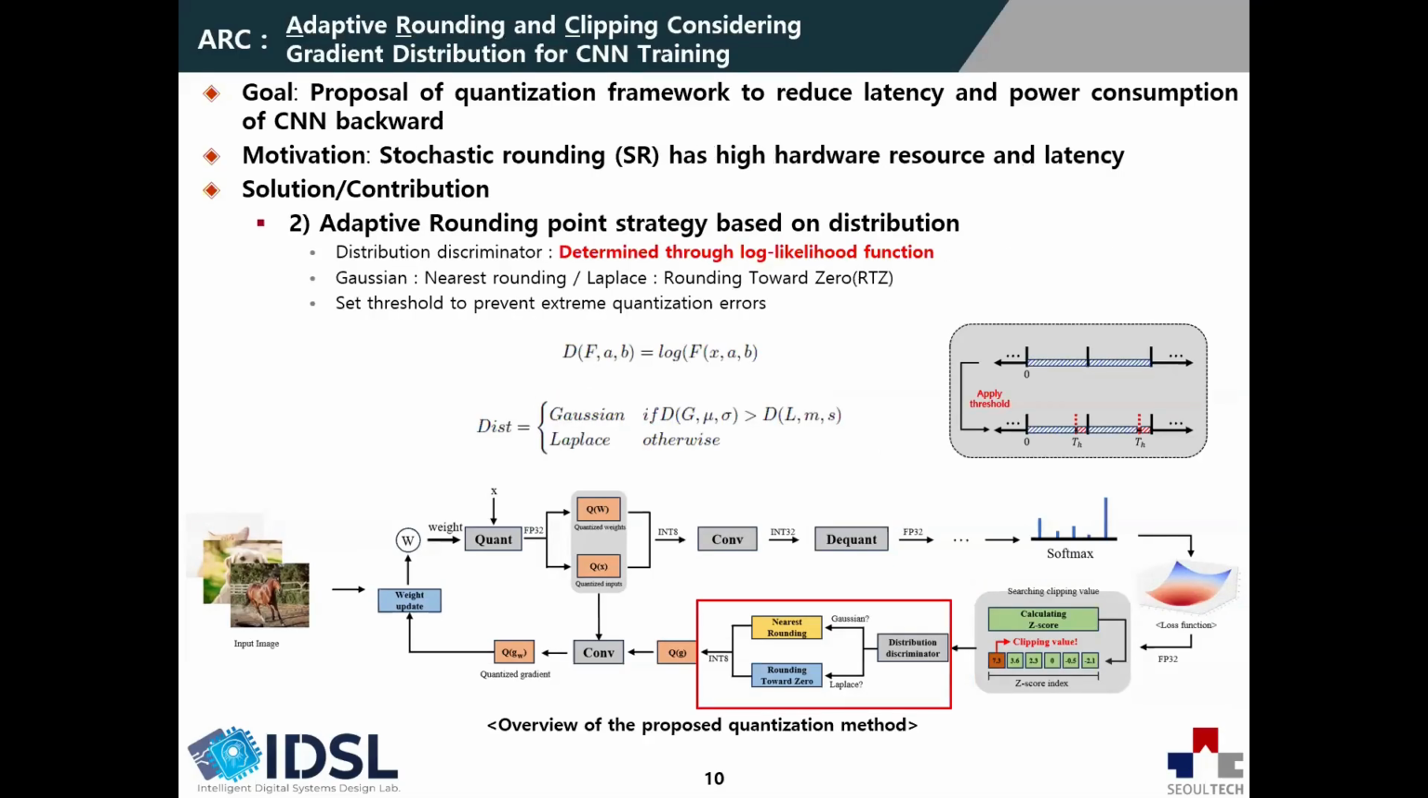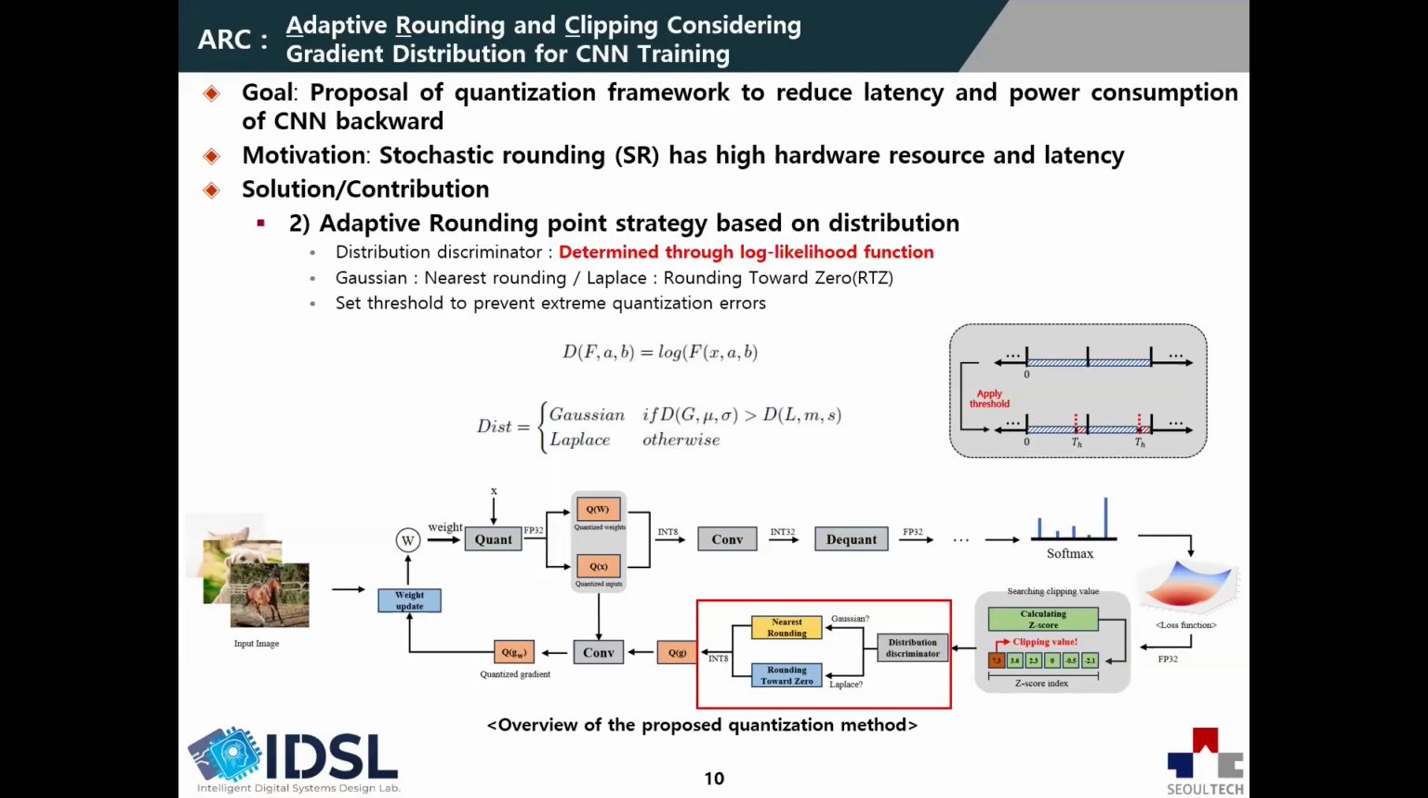To address the high hardware resource requirements and latency caused by stochastic rounding, we apply deterministic rounding. However, conventional deterministic rounding can introduce bias by doing quantization, potentially causing the network to diverge. Therefore, we apply different types of deterministic rounding based on the distribution shape. The distribution discriminator uses a log likelihood function to discriminate between Gaussian and Laplace distribution. For Gaussian distribution, we apply nearest rounding, and for Laplace distribution, we apply rounding toward zero.